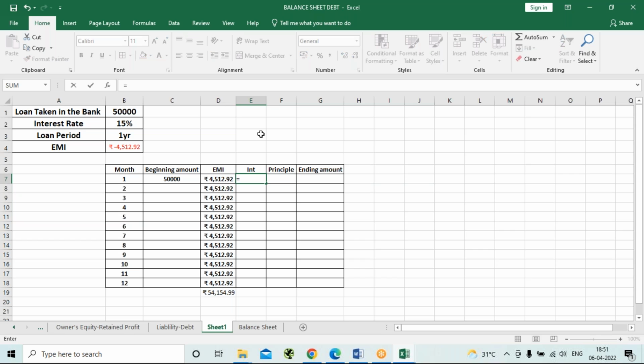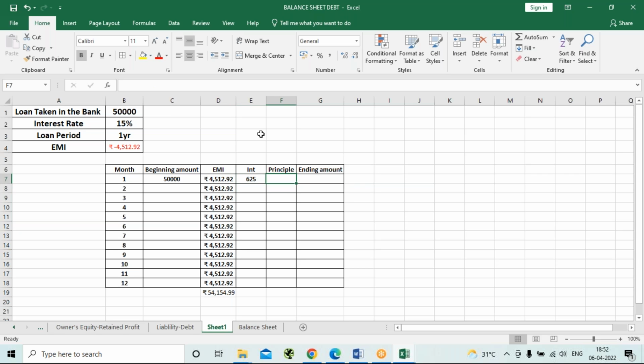So it will be equal to the beginning amount of that period into what is the percentage? It is 15%. Sorry, that 15% divided by 12. Yes. So out of 4,512 rupees, 625 rupees is going to be the interest amount.